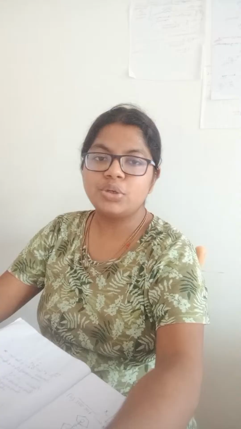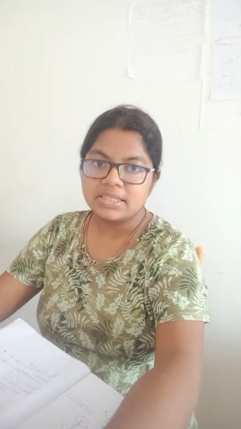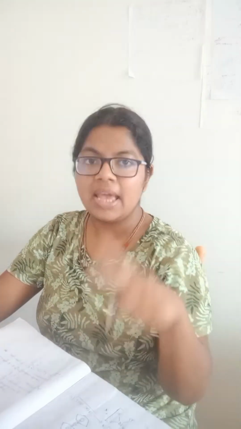Sigma bond is present between the metals and carbon. Example: Sn(CH3)4, that is, CH3 in brackets, 4, then Sn. Sn means tin. Okay.